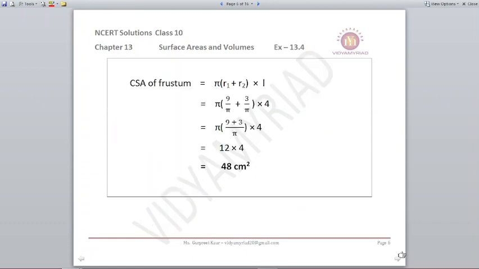We need to find out the surface area of the frustum. The formula is pi into (r1 plus r2) into L. Pi we know the value, so we are keeping pi as pi because r1 and r2 are also in pi. When we take the LCM, pi gets cancelled, so it becomes 12 into 4, that is 48 centimeters square.